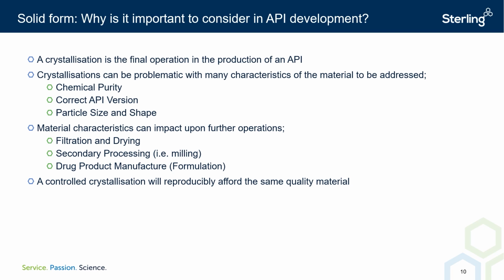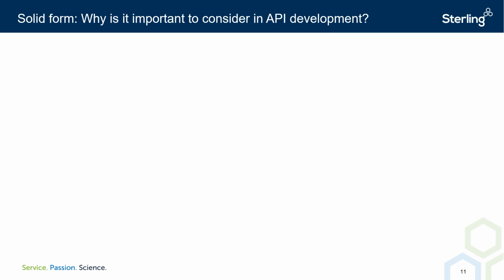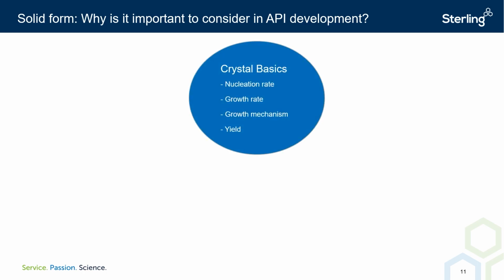A controlled crystallization process will reproducibly afford the same quality of material that should behave the same with regards to physicochemical properties, hence the need for crystallization development. A thorough crystallization development program requires an understanding and appreciation of 4 interconnected aspects. It is necessary to understand crystal basics.